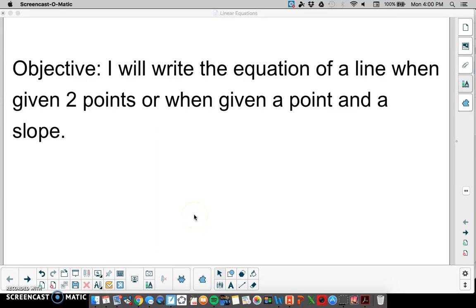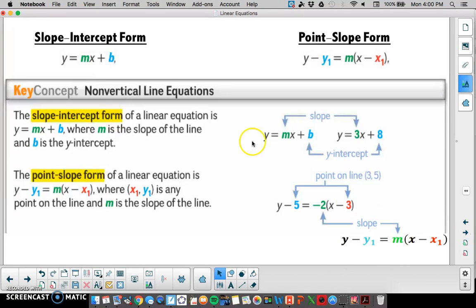In this video, we're going to write equations of lines when given 2 points or when given a point and a slope. So first we're going to go over the forms of the equation. Slope-intercept form is y equals mx plus b, and point-slope form is y minus y1 equals m times x minus x1. Both of these forms are labeled for the information that they give you. Slope-intercept form gives you the slope, which is m, and b, which is the y-intercept, or where that line crosses the y-axis.